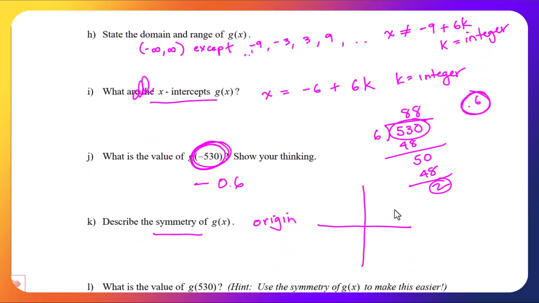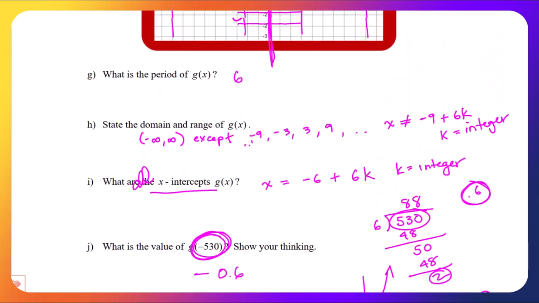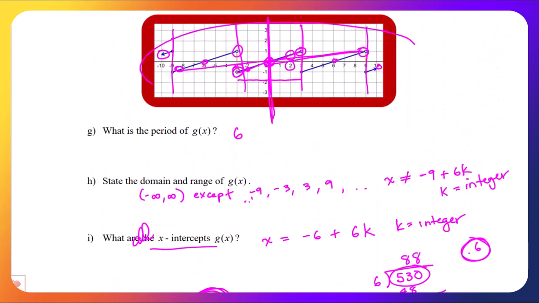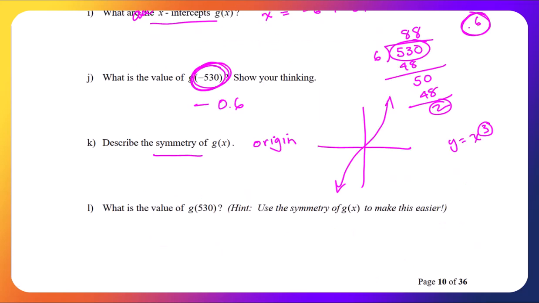The poster child for an odd function is y equals x cubed. But don't learn that odd functions have an odd exponent, because this graph doesn't have any exponents and it's still odd. So we just said that the value of 530 is going to be a positive 0.6.